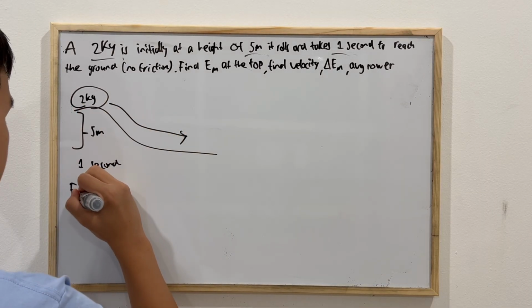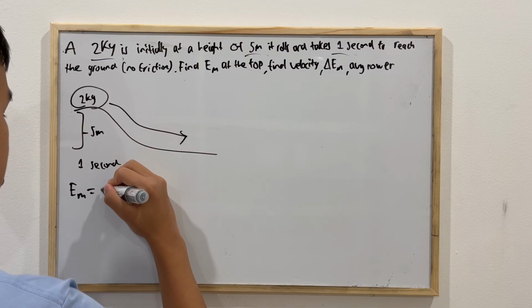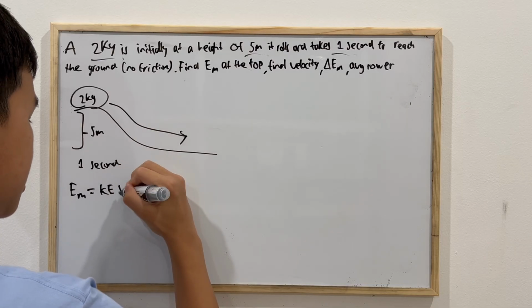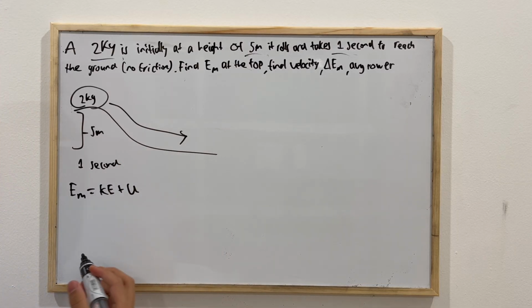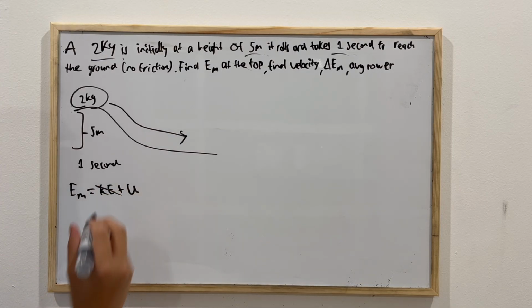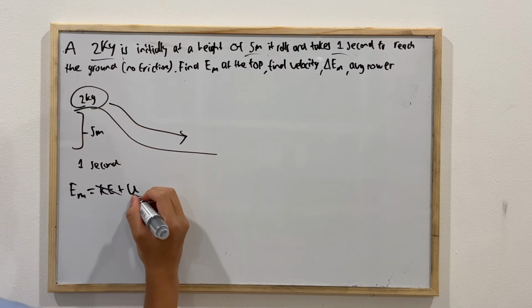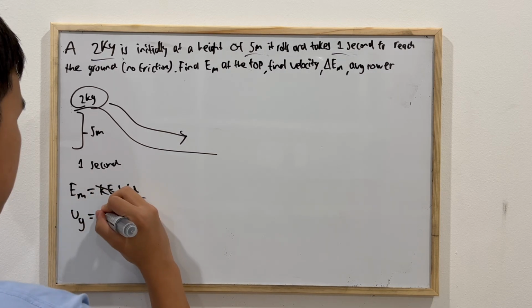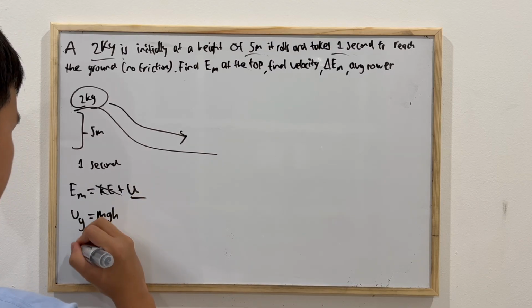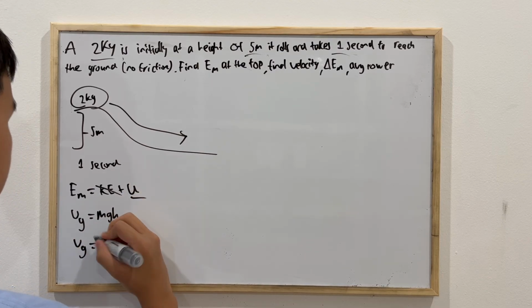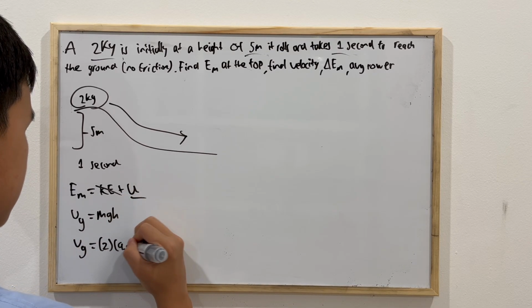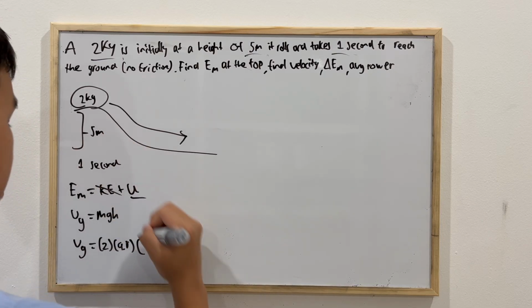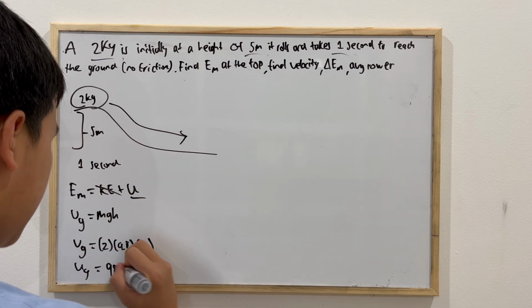We know that the mechanical energy equation is just any kinetic energy plus any potential energy. Right now, there is no kinetic energy because there is no velocity, but there is potential energy, that being potential energy due to gravity. So let's just write down an equation, mgh. So that would be 2 times 9.8 times our height of 5, which is 98 joules.